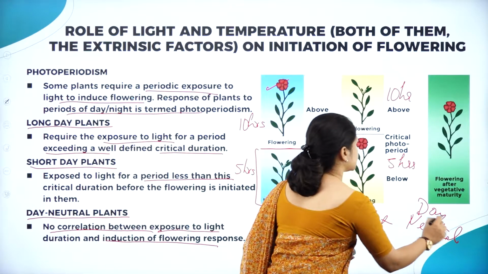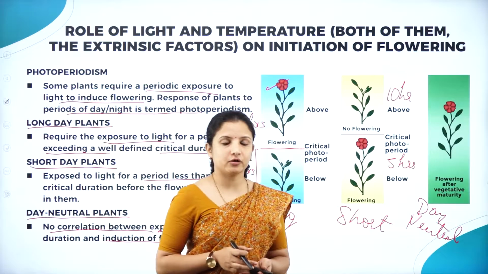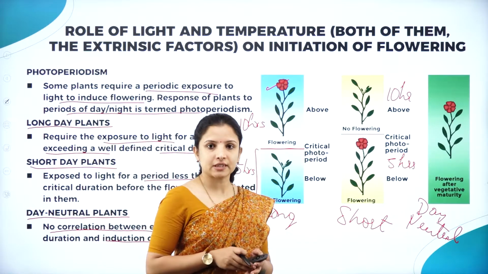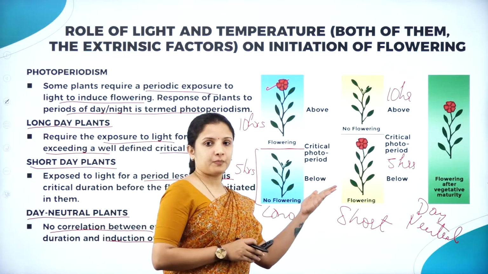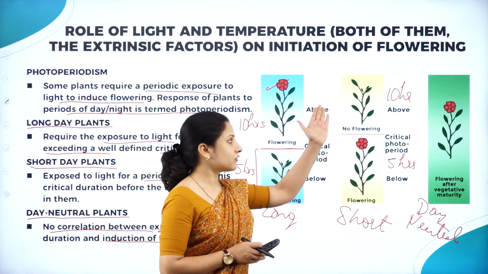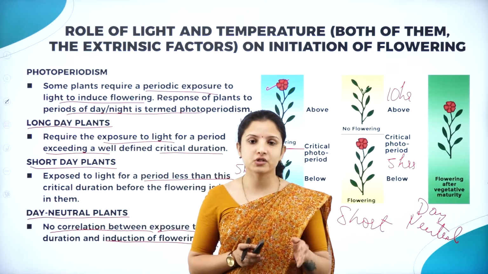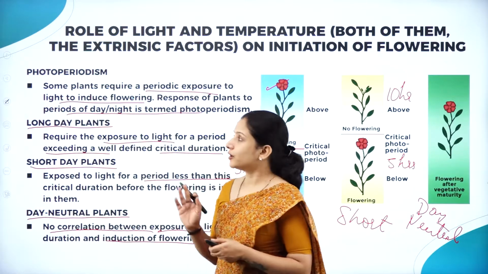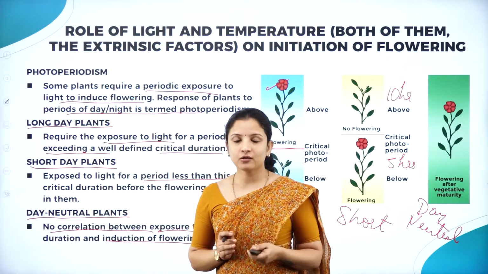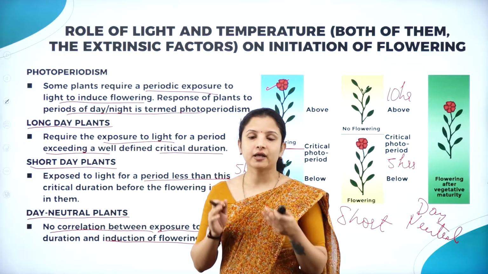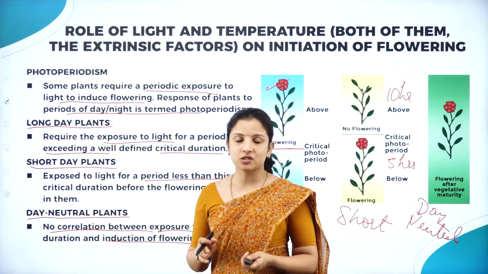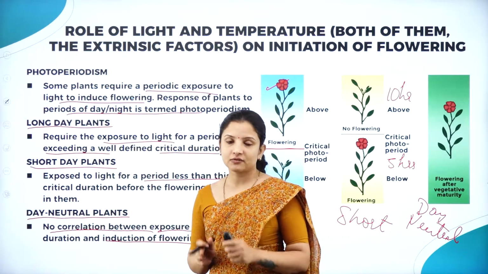Day neutral plants. So this is about photoperiodism. Photoperiodism is nothing but the flowering of a plant depending on the duration of light to which the plant is exposed, or the period of light to which the plant is exposed is called photoperiodism. Likewise, the flowering of a plant can also depend on the temperature, which is also an extrinsic factor.